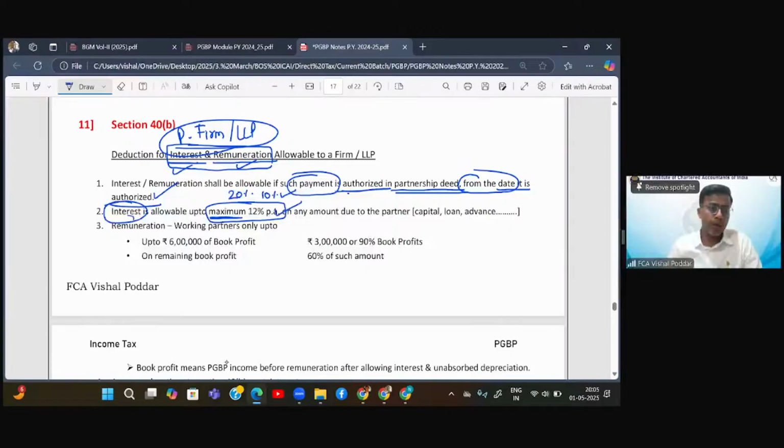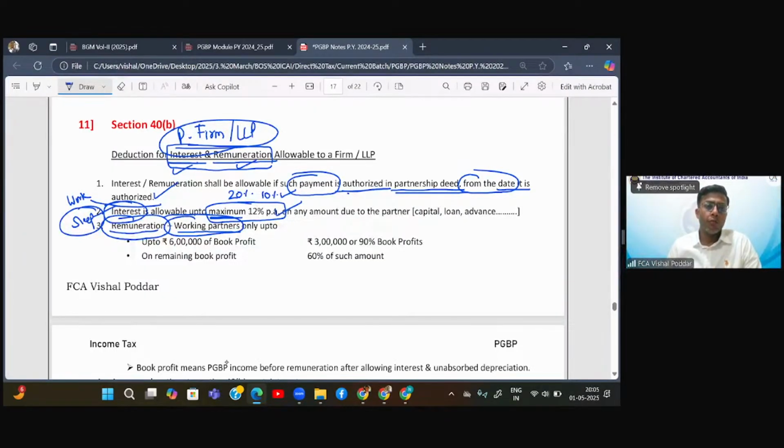Now comes the remuneration part. For remuneration, there is an additional condition that it should be paid only to working partners. Interest can be paid to both, either a working partner or even to a sleeping partner, because capital will be contributed by both, so you can pay interest to both. Both will be eligible for deduction. But when it comes to remuneration, when it comes to salary, if you are paying remuneration or salary to a sleeping partner, I will not give you deduction. I will give you deduction only when this is paid to working partners.